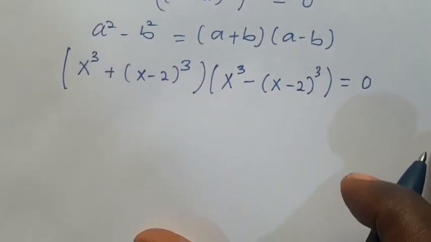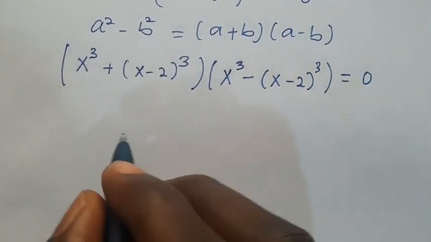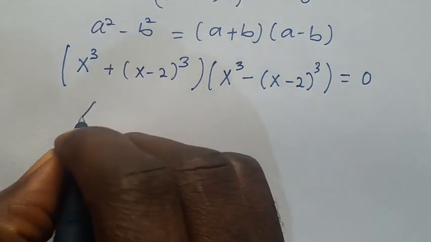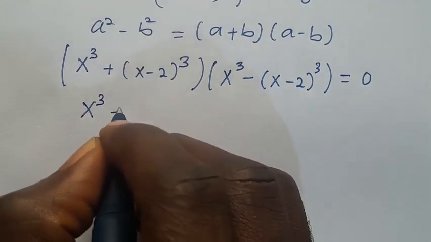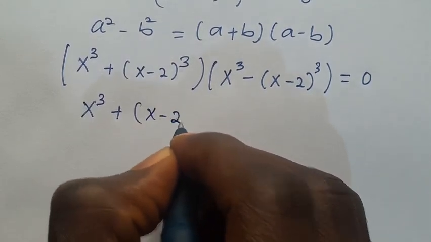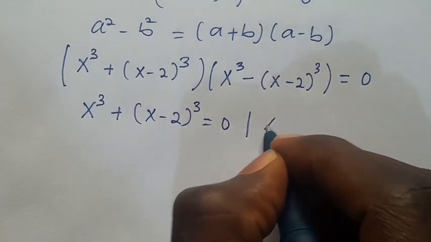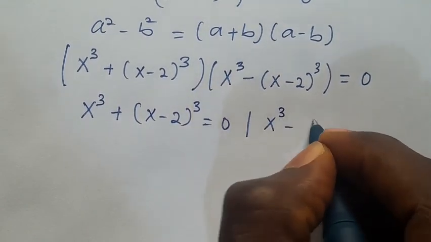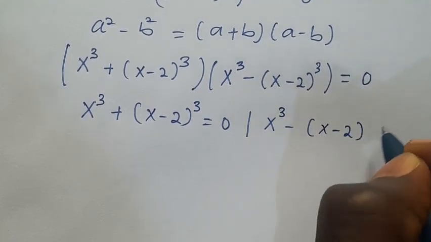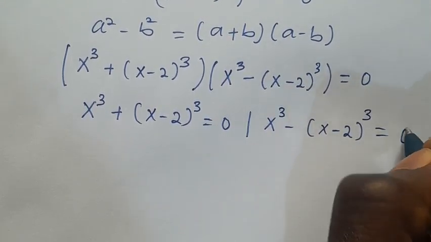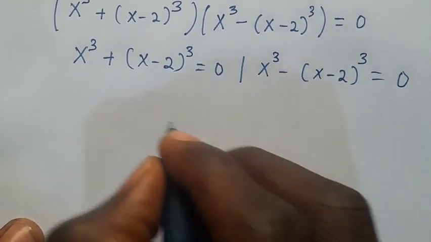Then from here, for this expression to be equal to 0, either we have x to the power of 3 plus (x minus 2) to the power of 3 equals 0, or we have x to the power of 3 minus (x minus 2) to the power of 3 equals 0. So then let's say case 1.